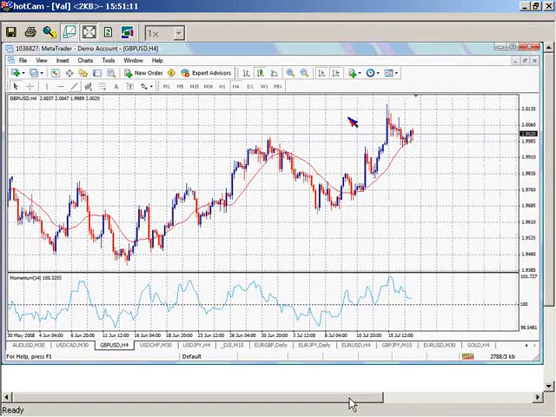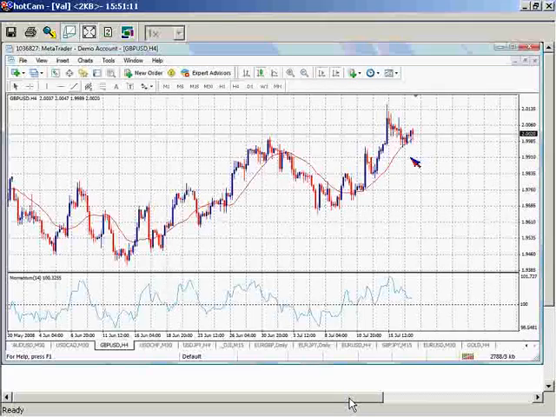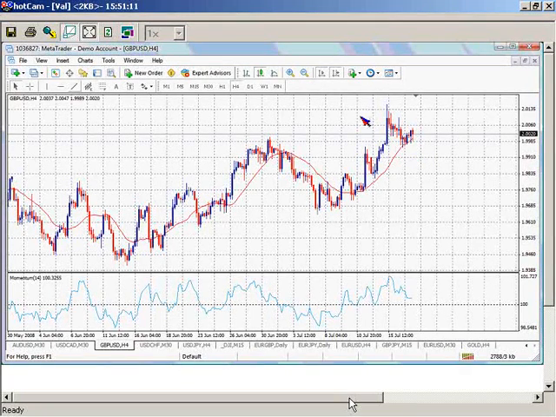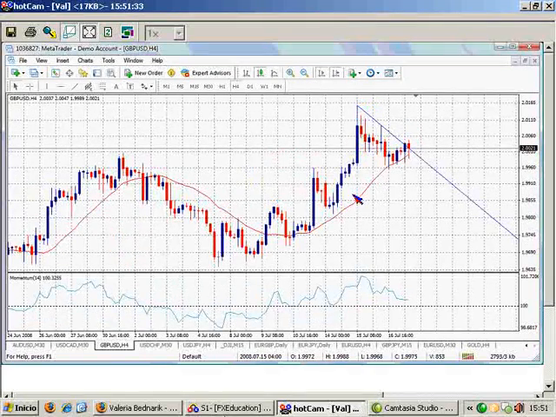Let's see if we could put it a bit... Okay, here we are. I can find the second dot. Oh, okay, here it is. We have here in the 4 hour charts a descendant trend line.